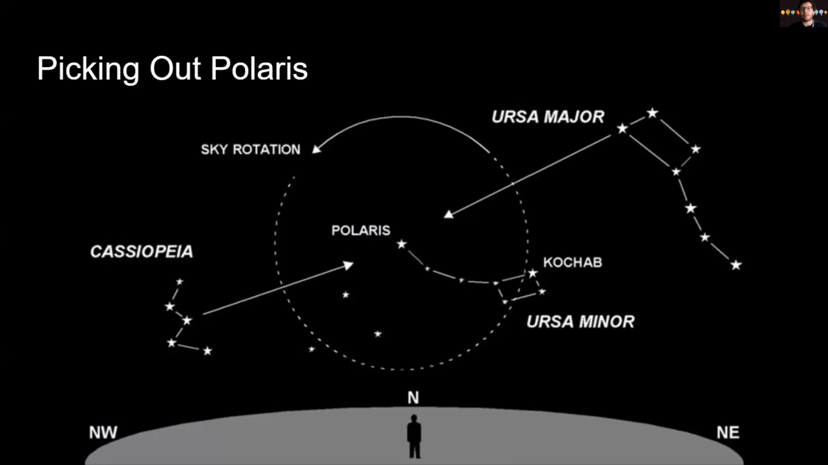So if you look at the 2 stars that are on the edge of the bowl of the Big Dipper, that's going to point you towards Polaris, as you can see in this picture. It's not a perfectly straight line, it's slightly angled, and it points you towards the Ursa Minor constellation, but Polaris is the brightest star in that area. So generally it's going to be hard to miss if you follow that direction.